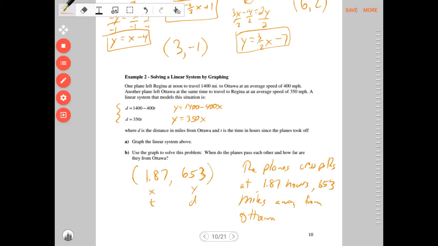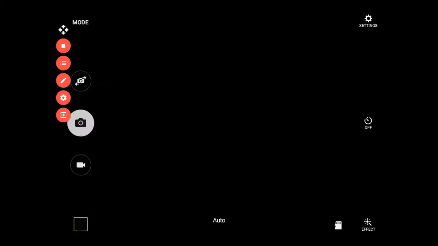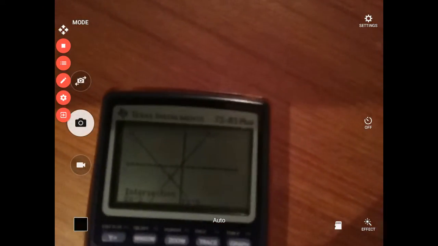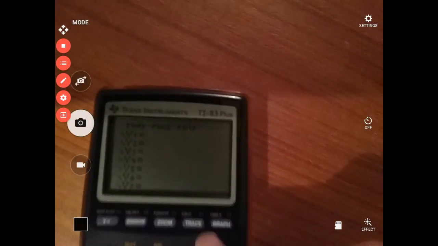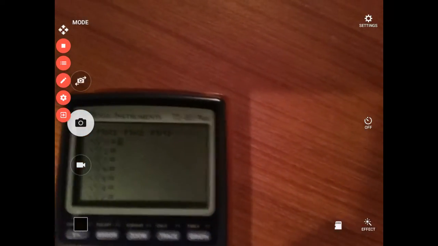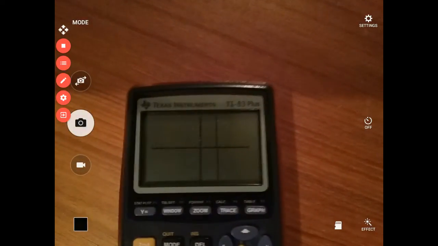Very similar process to the TI-84, but you know what? We should maybe talk about changing your windows on the 83, 84. So here we go. Turn it on. Let's just clear those. Then it's 1400 minus 400x, and then 350x. So we graph those. Again, you can't see anything, or at least very much.